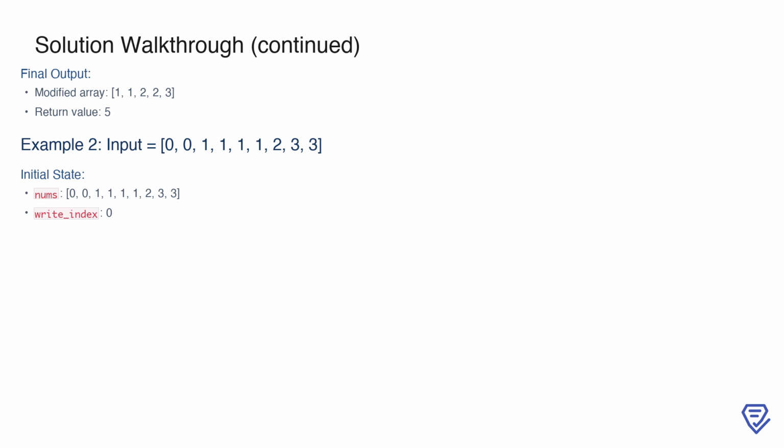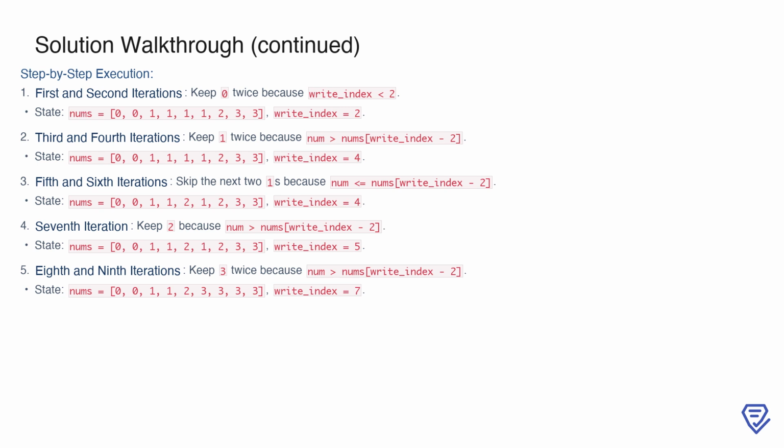Now, let's look at another example. This time, the input array is 0, 0, 1, 1, 1, 1, 2, 3, 3. Again, we initialize the right_index to 0, and will process each element while adhering to the rule of allowing at most 2 occurrences of any number. In this example, during the first and second iterations, we encounter 0 twice. Since right_index is less than 2, both 0s are kept, and right_index is updated to 2.